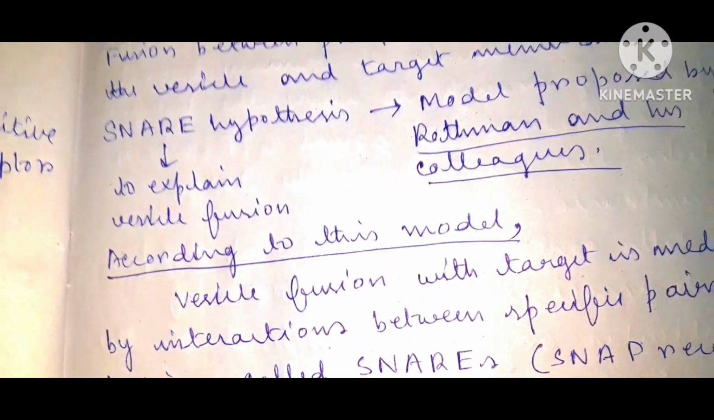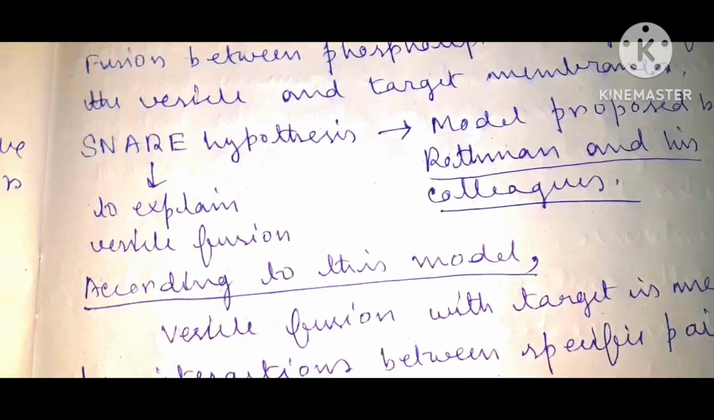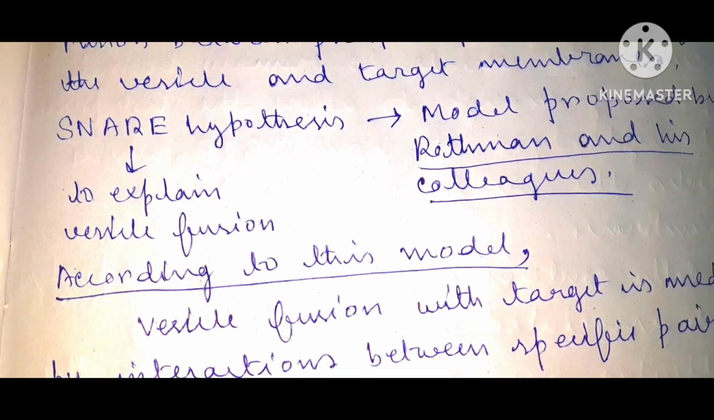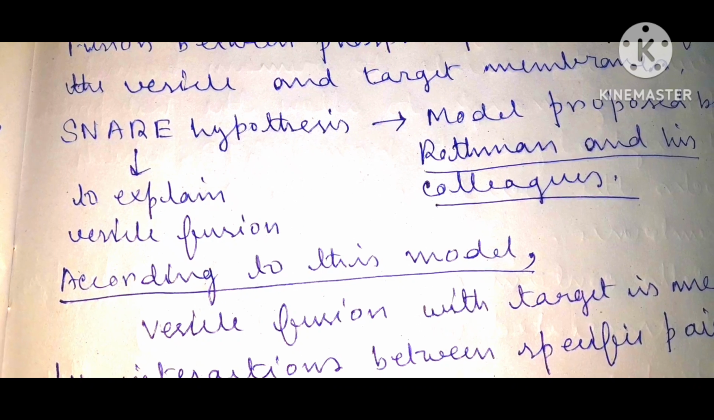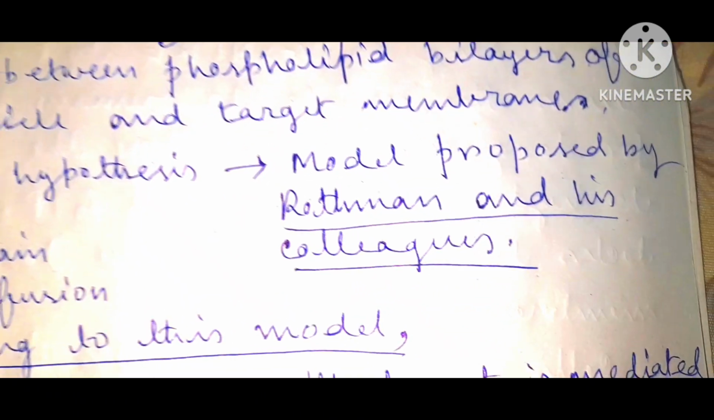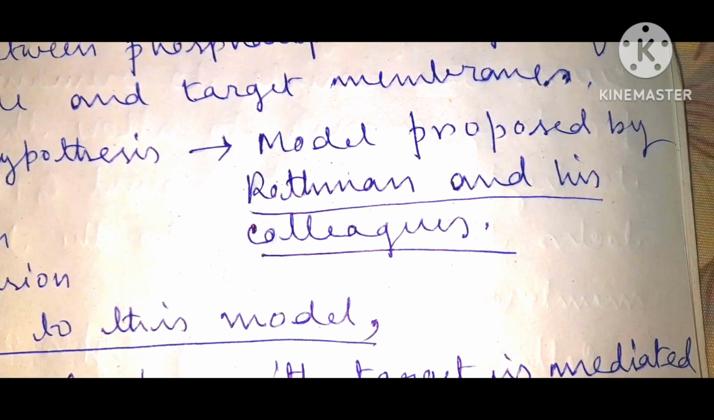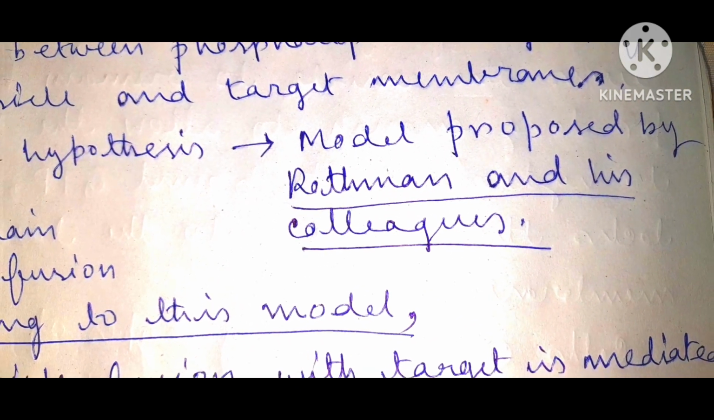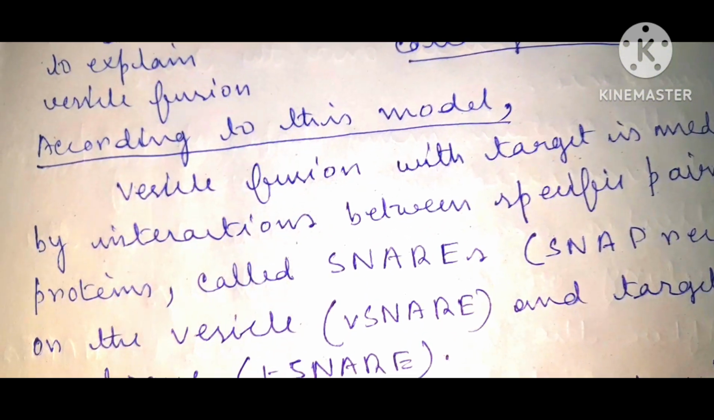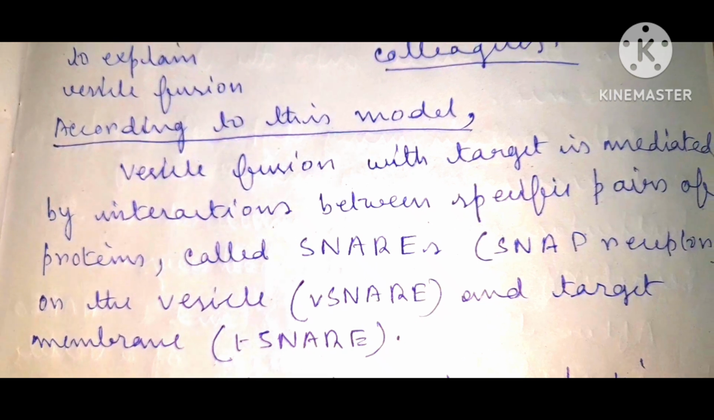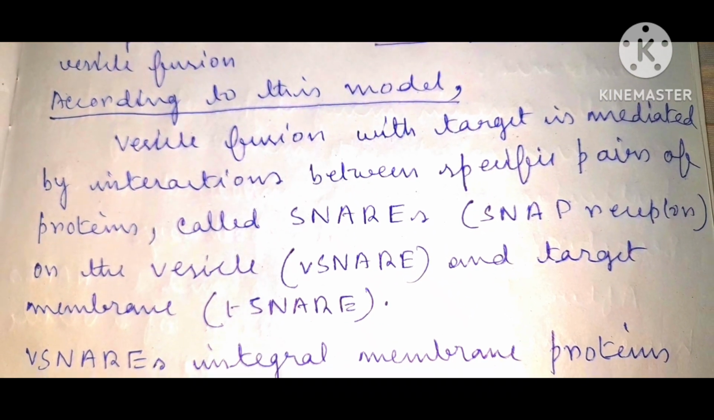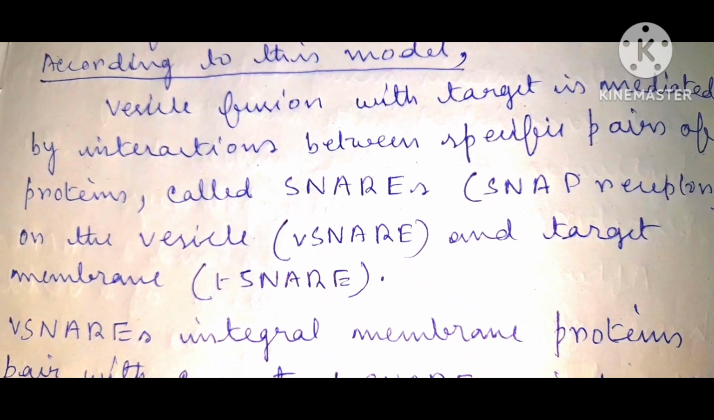To clearly describe this phenomenon, a hypothesis was proposed. The name of that hypothesis is SNARE hypothesis, to explain vesicle fusion, and this SNARE hypothesis model was proposed by Rothman and his colleagues. According to this model, what happens? Vesicle fusion with target is mediated by interaction between specific pairs of proteins called SNAREs.